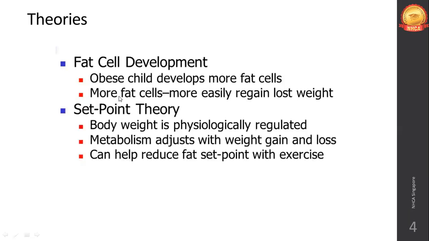Then we have the set point theory. Body weight is physiologically regulated. There is a physiological set point; your body itself has a timer, and based on that set point, your metabolism will adjust. As soon as you gain 2 or 3 kilos, that happens. It's a natural variation. Nobody stays at the same weight. If you are 60 kilos, you don't stay 60 kilos throughout the year. You may gain 2-3 kilos in winters, you may shed 2-3 kilos in summers. There is a natural variation.